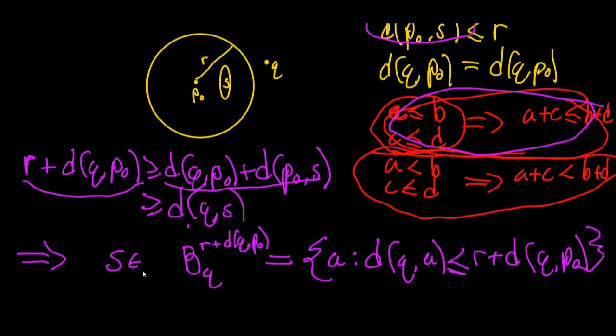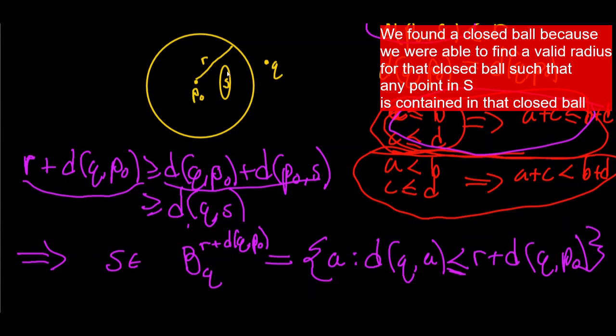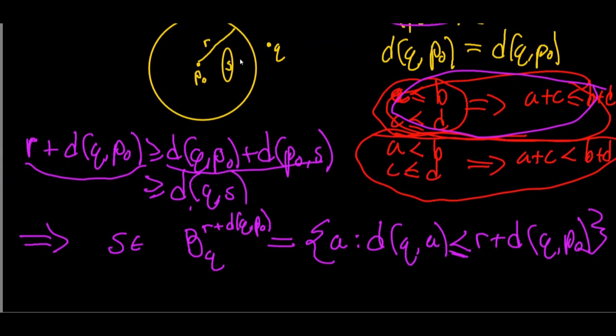So therefore, we have just found a closed ball that contains S and has center Q, where Q is an arbitrarily chosen point in our metric space E. And therefore, we're done. We've just shown this statement holds for any S in our bounded set S. So therefore, there exists a closed ball that contains S with center Q, where Q is any point in our metric space E. And we're done.